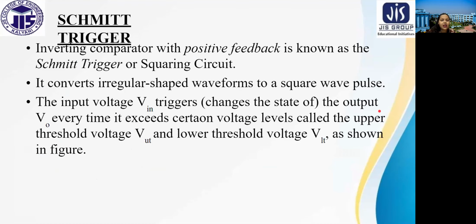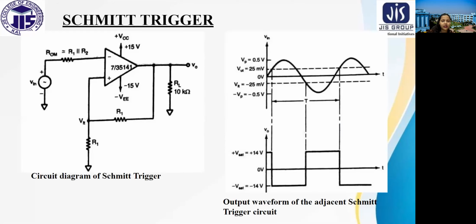Yes. Inverting comparator with positive feedback is known as the Schmitt trigger or squaring circuit. It converts any irregular shaped waveform to a square wave pulse. The input voltage Vin triggers the output V0 every time it exceeds a certain voltage level called upper threshold voltage and lower threshold voltage. Let us first see the circuit.